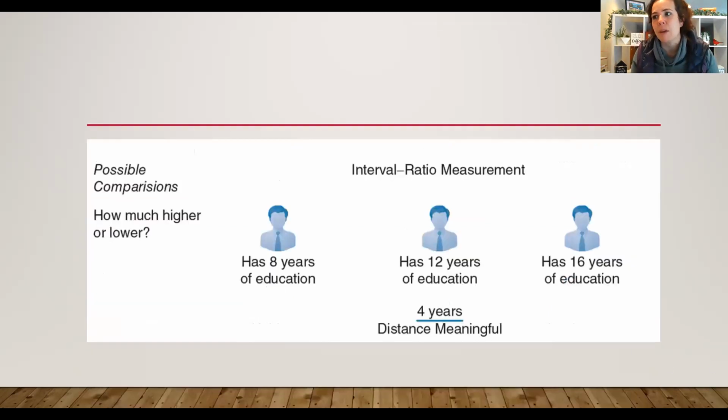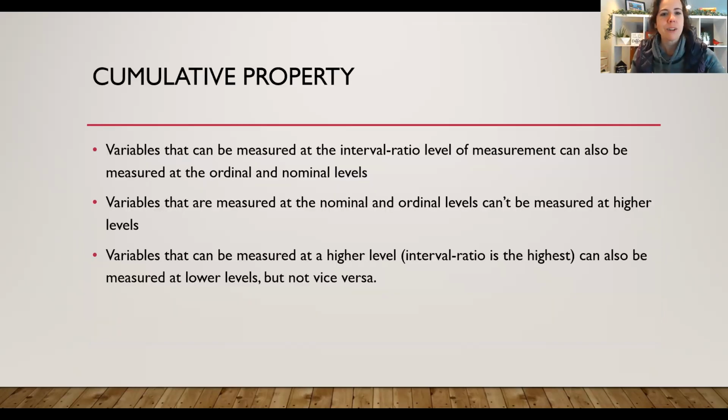You're ranking them, but there's not a meaningful difference. Whereas this, you could say this individual has 8 years of education. This one has 12 years, and this one has 16 years, right? So that's a middle school degree, high school degree, bachelor's degree. And there is a meaningful distance of 4 years between each category. So that is an interval ratio measurement. Hint, hint, you want to know about these for the quiz and exam as well.